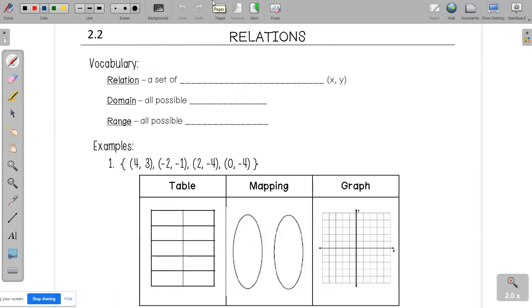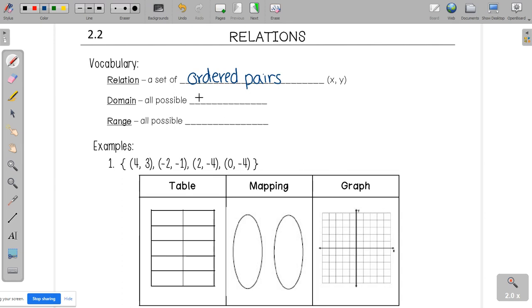Today we are going to be looking at relations. So let's look at some vocabulary. A relation is a set of ordered pairs, so x and y are parts of our relation.